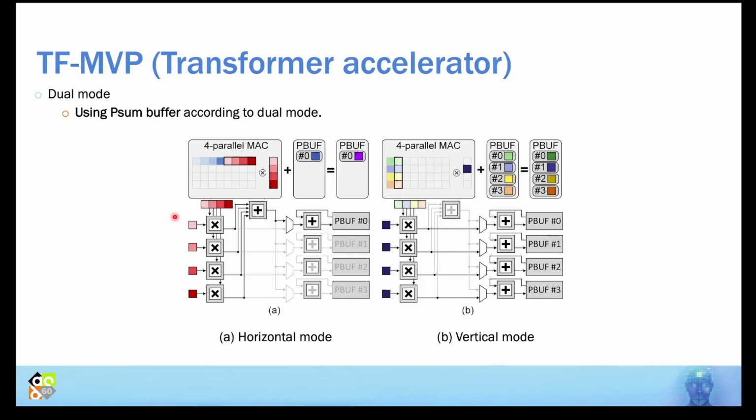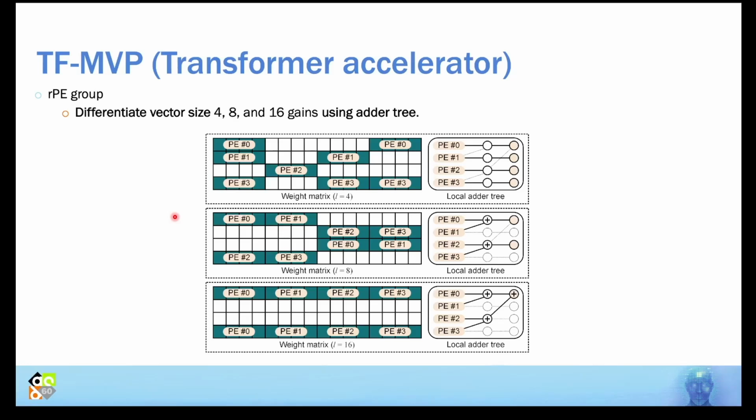The MAC operator works in dual mode. As mentioned earlier, it can be considered that an adder tree that effectively calculates P-sum for 4, 8, or 16 can be made reconfigurable.